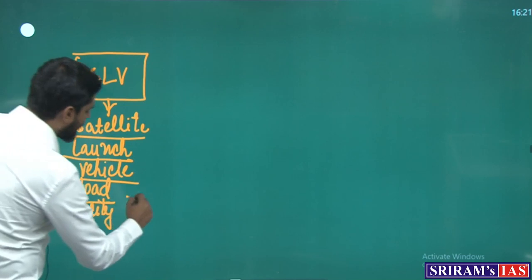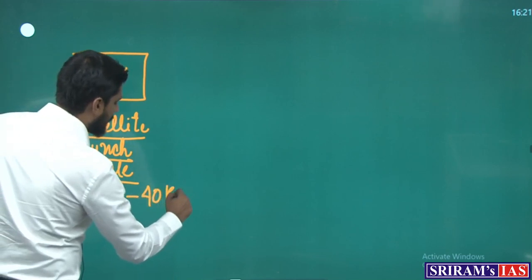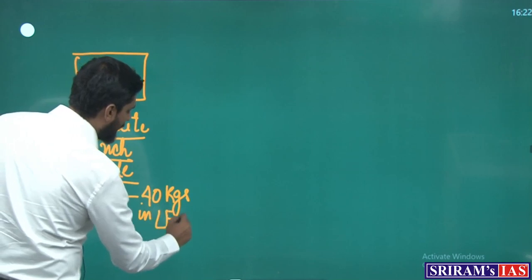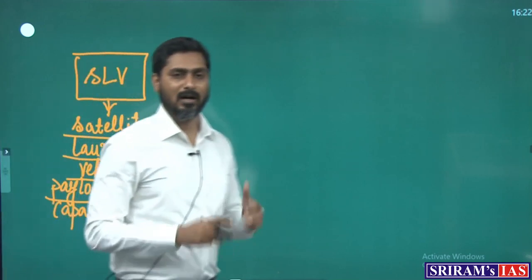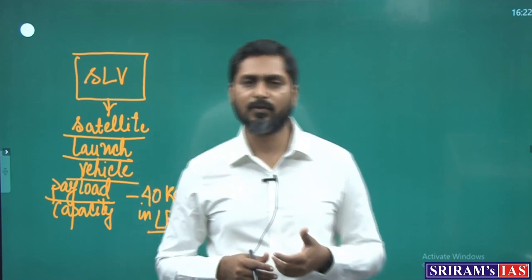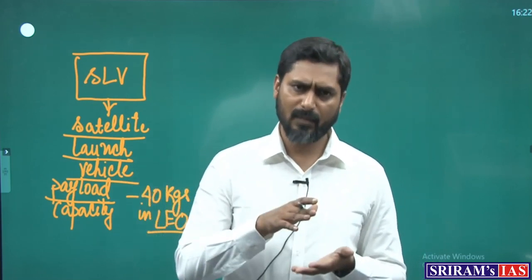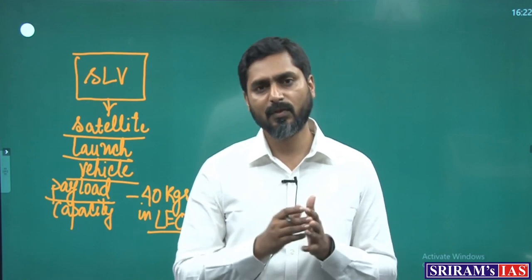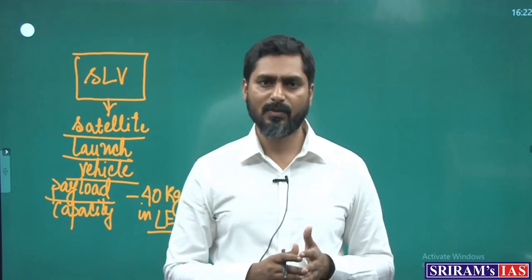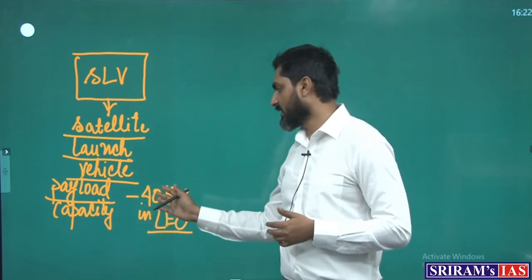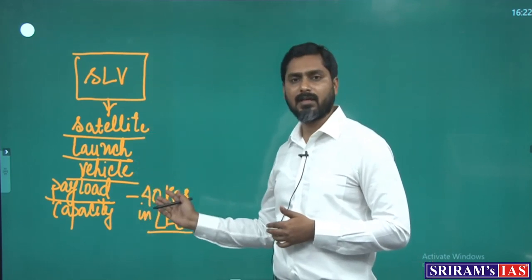So the payload capacity was only 40 kgs in LEO. LEO means low Earth orbit. Low Earth orbit is which type of orbit? Any orbit between 160 and 1000 kilometers is considered to be low Earth orbit. So using SLV, you could send only satellites up to 40 kgs weight.